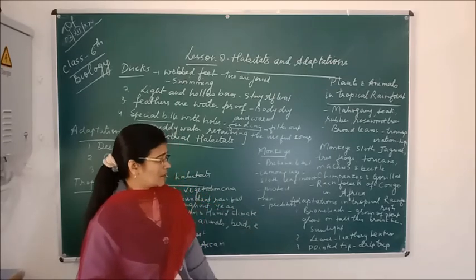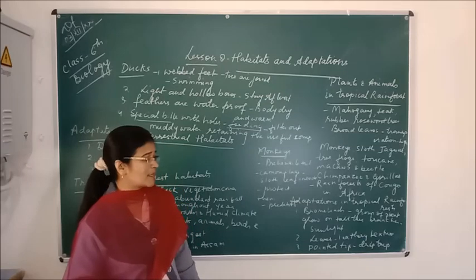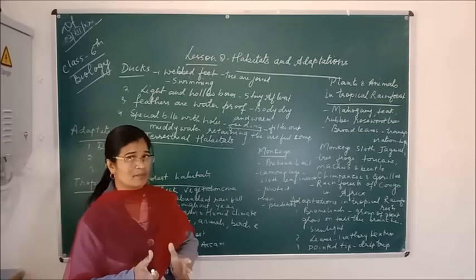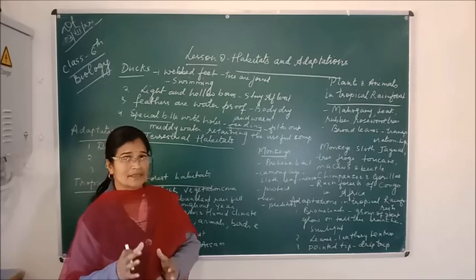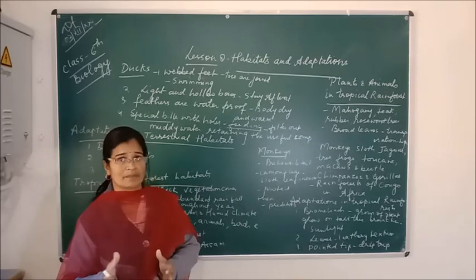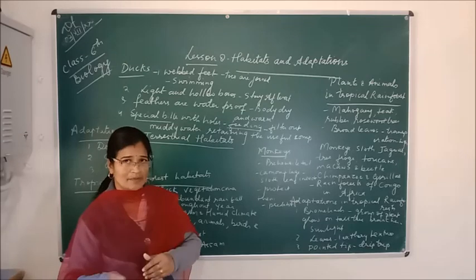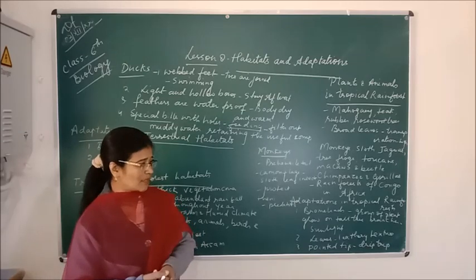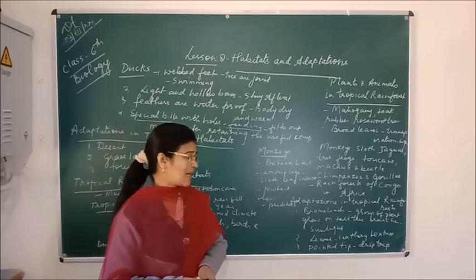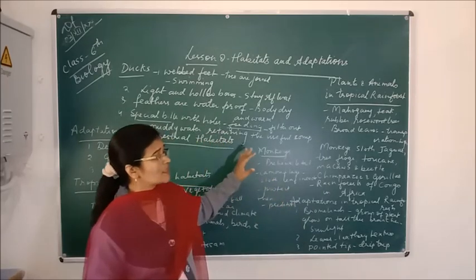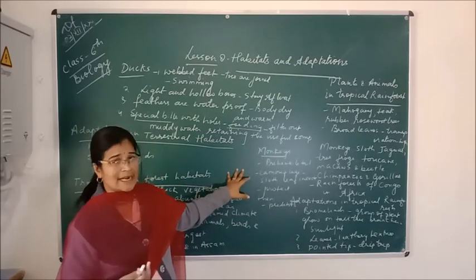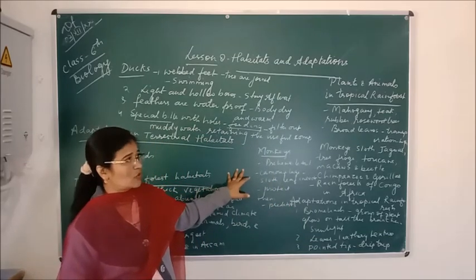Another main property is that the leaves have a pointed tip. It is also called a drip tip, so that the water can flow off the leaf, and it protects the leaf from spoilage. So these are the characteristic features found in the tropical animals and plants of the tropical rainforest.